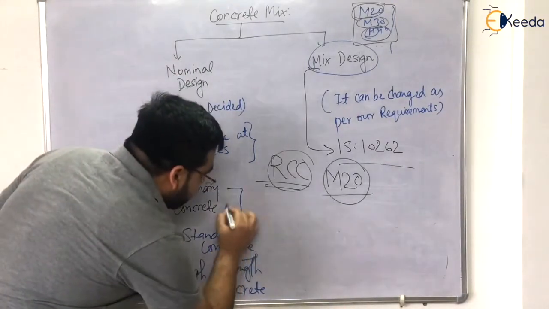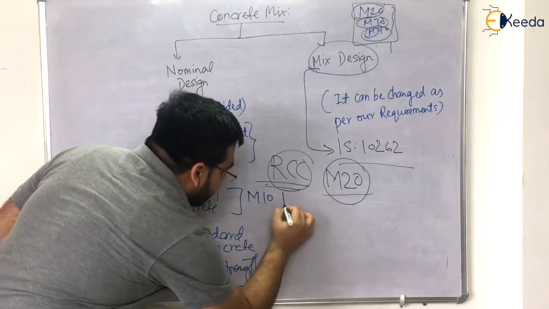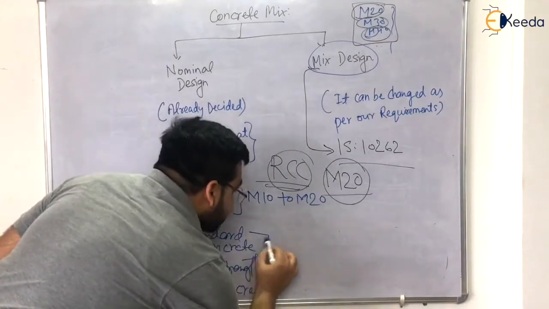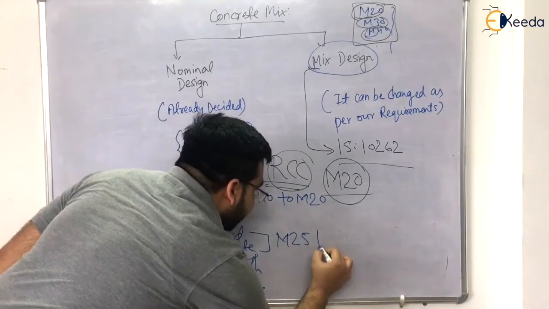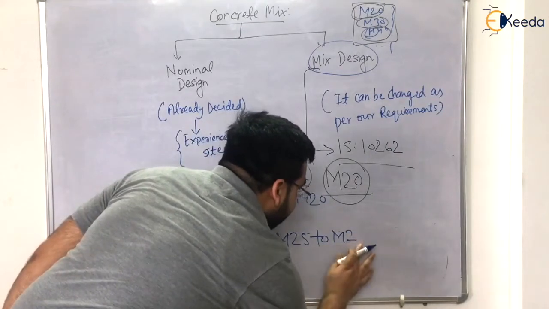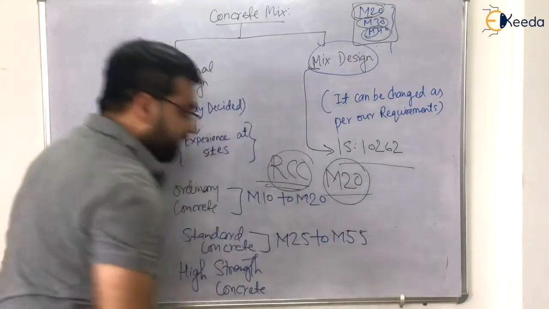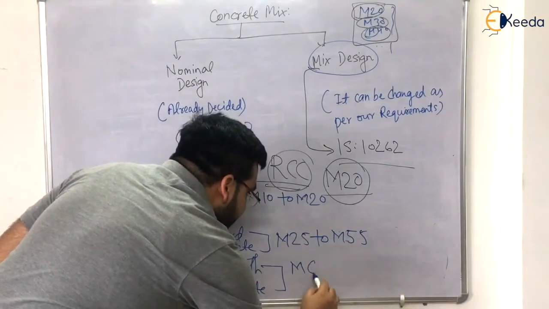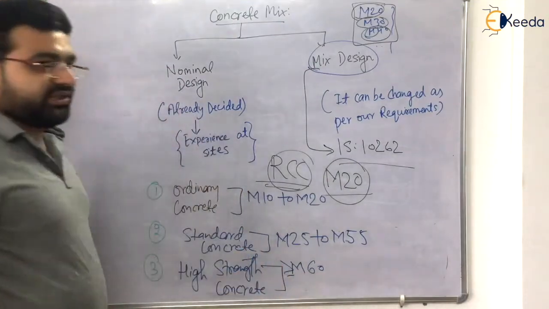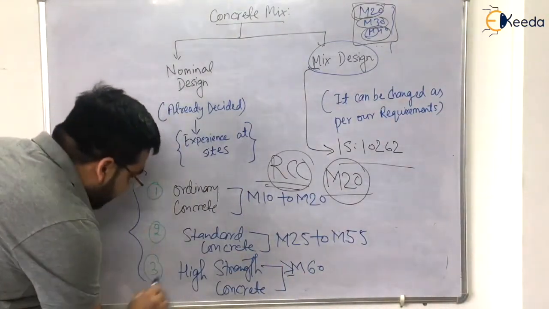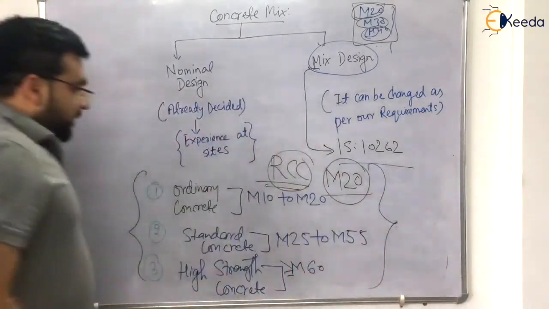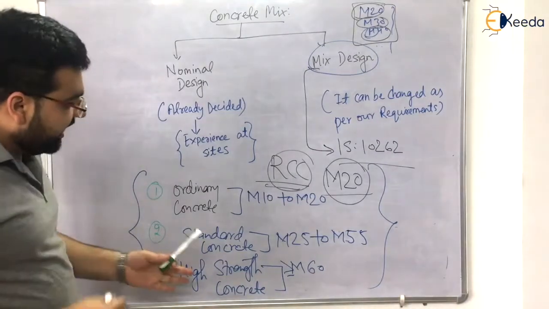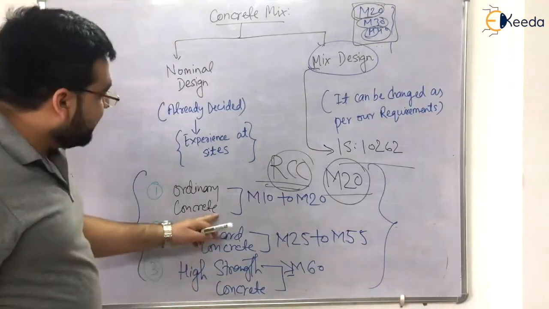Ordinary concrete is M10 to M20. Standard concrete is M25 to M55. And high strength grade concrete is M60, greater than or equal to M60. This question has also been asked in many examinations. That M20 grade of concrete is number 1 ordinary, number 2 standard, number 3 high strength, number 4 none of these, right? The answer is ordinary concrete.